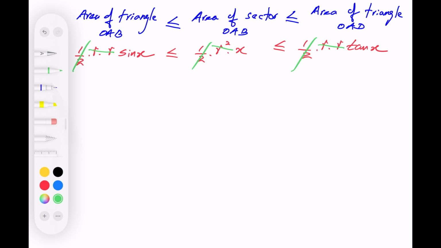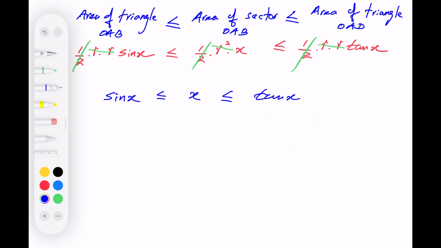Now I'm going to write down the remaining pieces. From that inequality, from this first one, I only have a sine x term. Less than or equal to, from the second one, I only have x. Less than or equal to, from this third one, I only have tangent x.